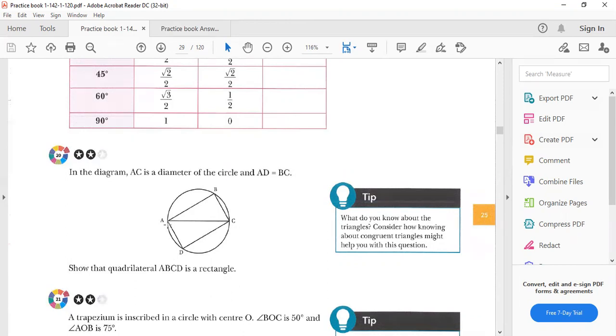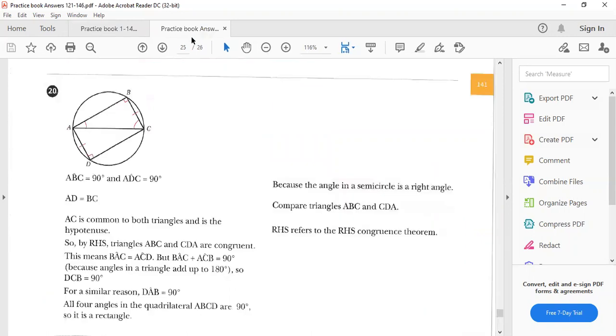So the doctors gave him this. Let's see what he writes here. First of all, angle ABC, or ADC, is equal to 90 degrees. AD and BC are equal, we know this. AD and DC are also equal. AC is common to both triangles.